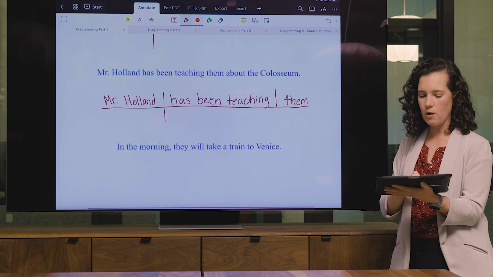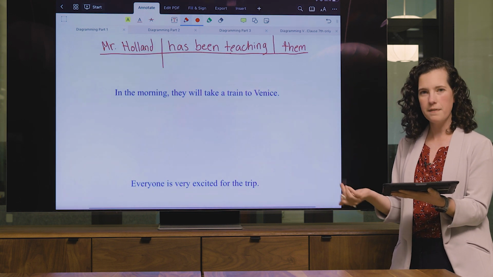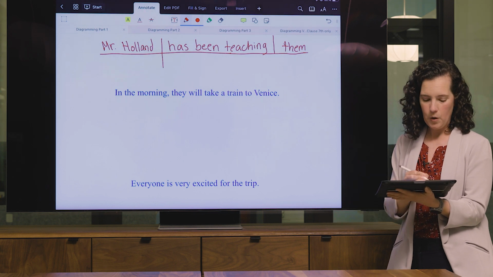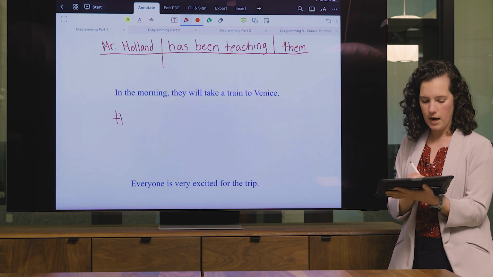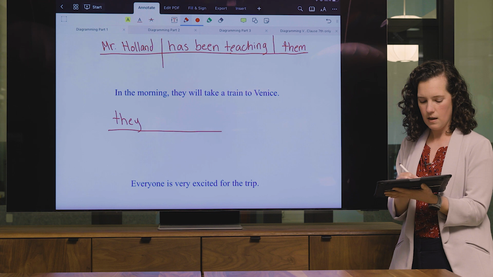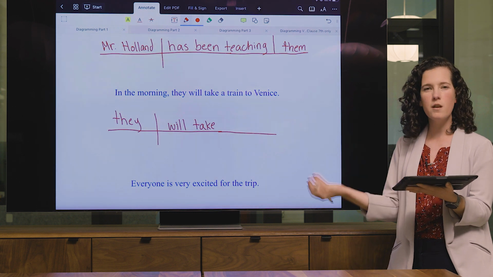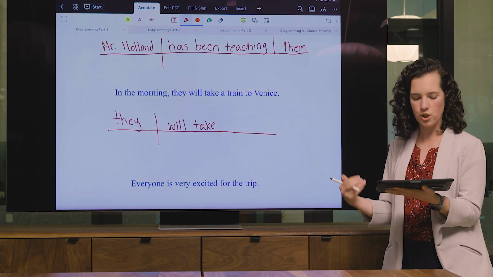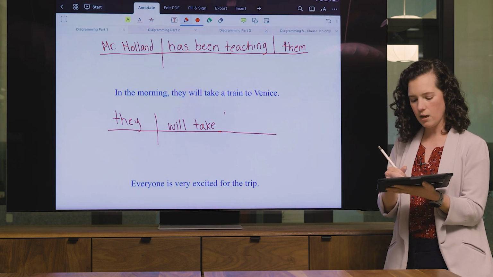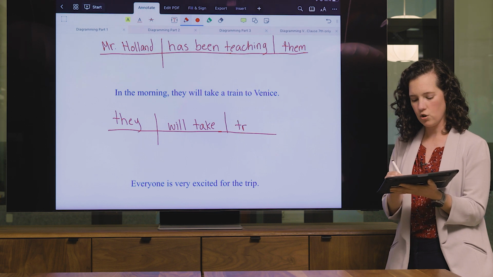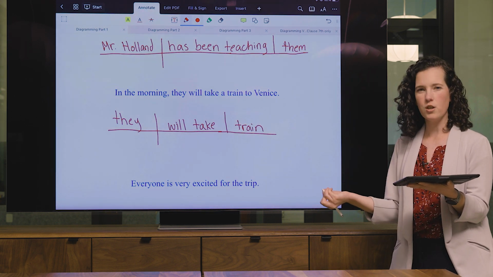And then this sentence will also look familiar. In the morning, they will take a train to Venice. We have they as our subject, will take as our verb. And again, we look for a noun that answers that who or what question. They will take what? They will take a train. In this case, train is our direct object.